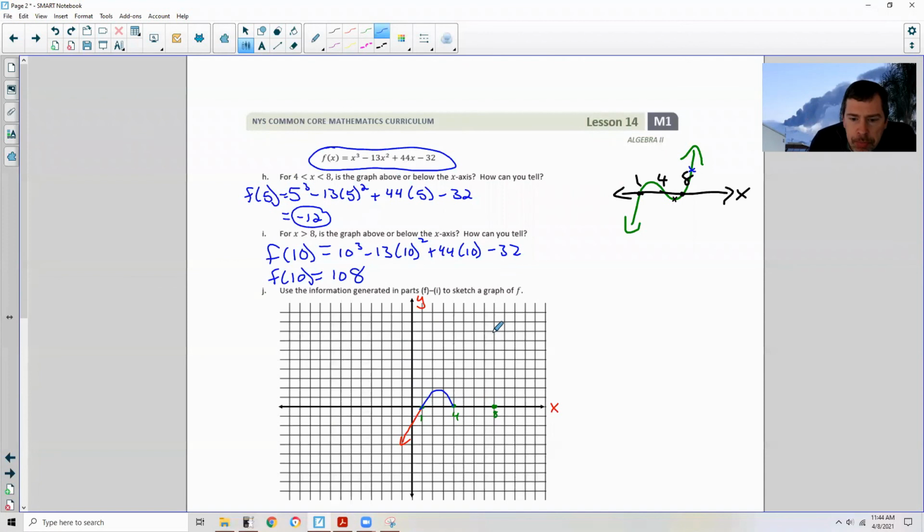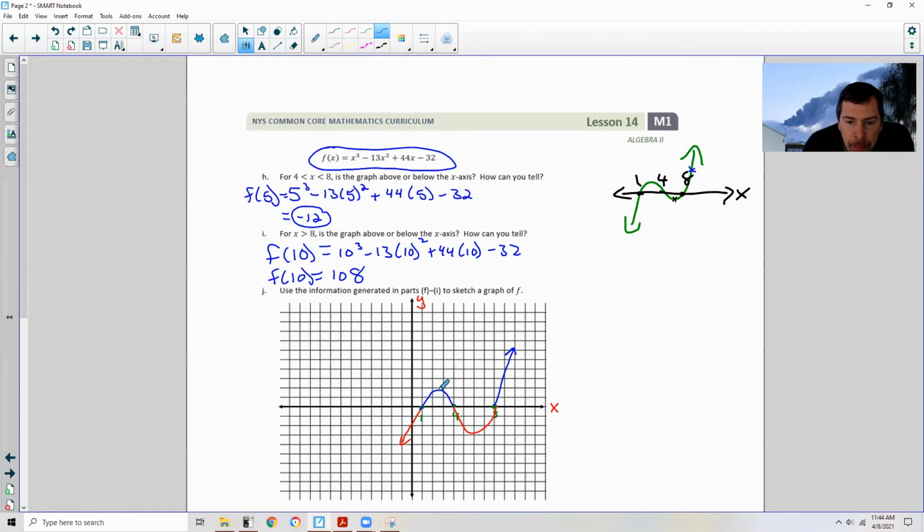Okay, so it's negative. So I'm going to go back to red. And this is going to come down and at some point turn and come back up to our 0 at 8. And then for x values greater than 8, we get a positive number. So that means that this is going to look something like that.